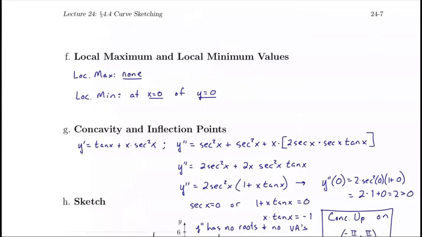Local max, there are none. We don't switch from increasing to decreasing anywhere. Local min, there's one. At x equals 0, we switch from decreasing to increasing. So we form a local minimum.